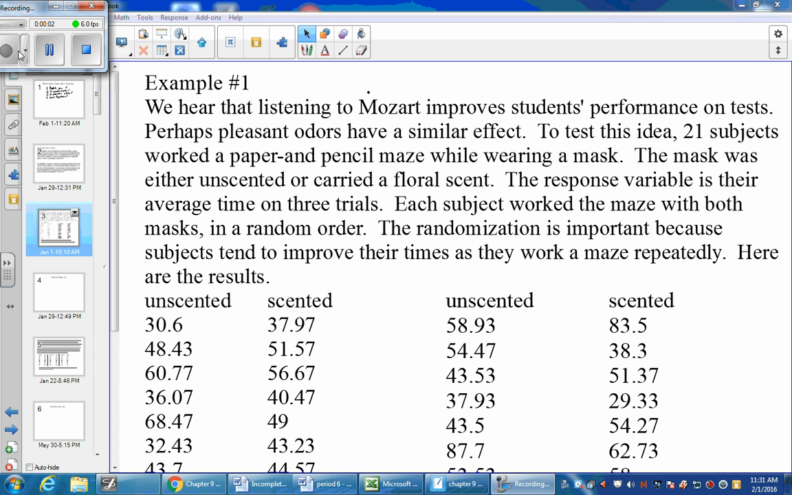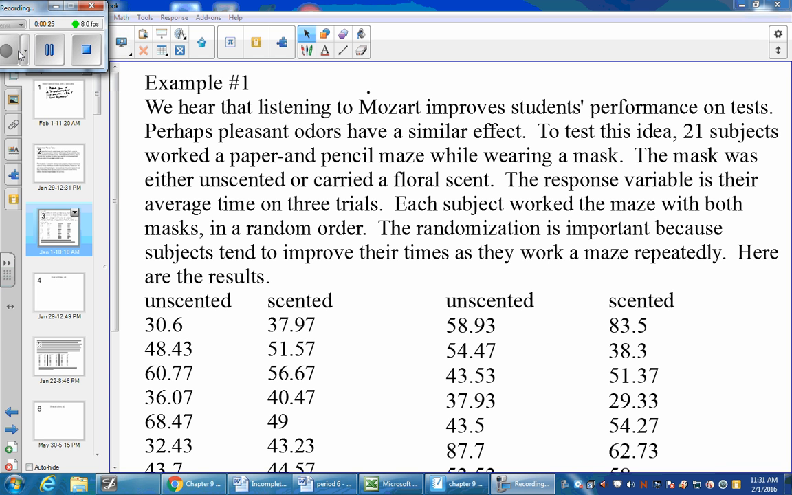All right, here's an example of a matched pairs test. Example 1. We hear that listening to Mozart improves student performance on tests. Perhaps pleasant odors have a similar effect. To test this idea, 21 subjects worked on a paper pencil maze while wearing a mask. The mask was either unscented or carried a floral scent.